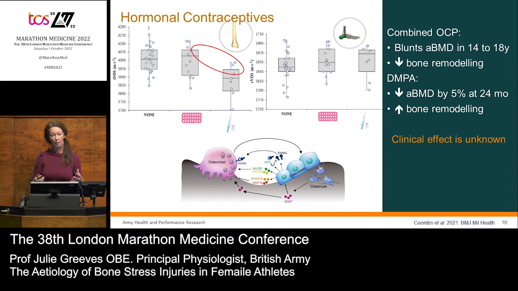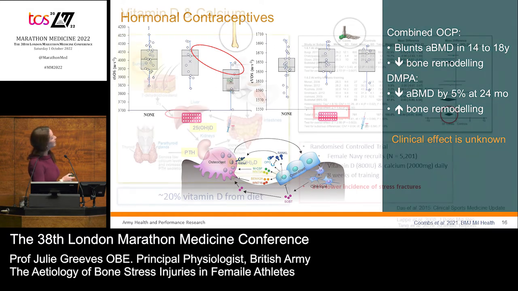The clinical effect on bone stress injury risk is really unclear, but it seems to have a bigger effect on areal BMD, or bone mineral density, in the younger age group, 14 to 18 years of age. So the women who are still developing and growing their bone and reaching their peak bone mass, COCP use seems to have a more negative impact on that population than older women. So there's a contraceptive-specific effect, and there's also an age-specific effect. So it's really quite complicated, particularly when we try and identify our groups who are at greater risk.